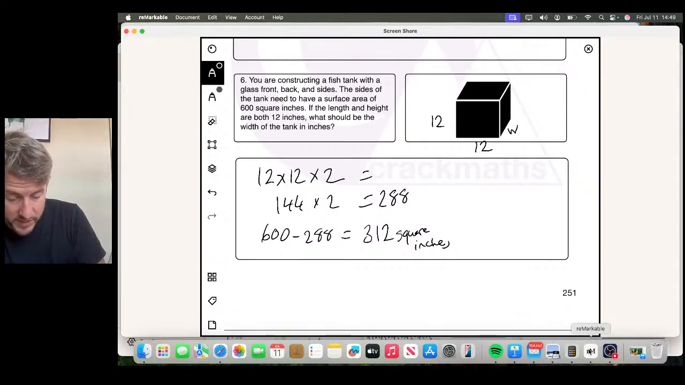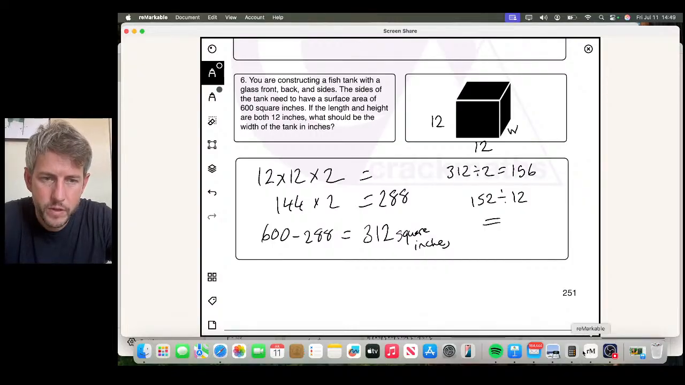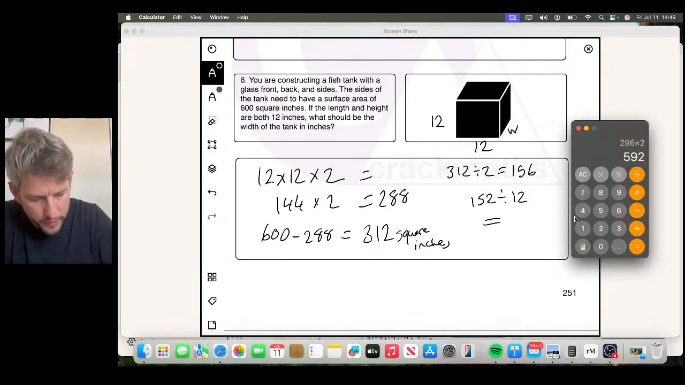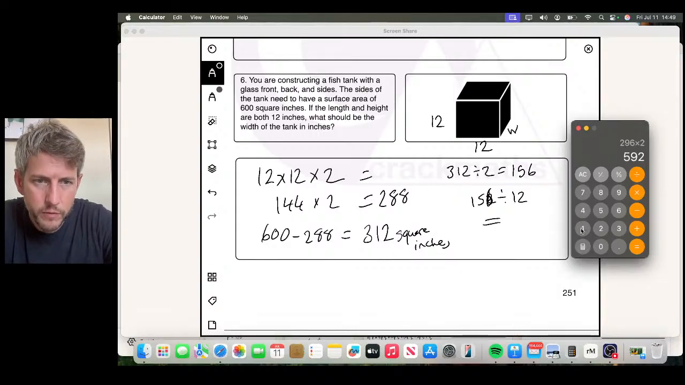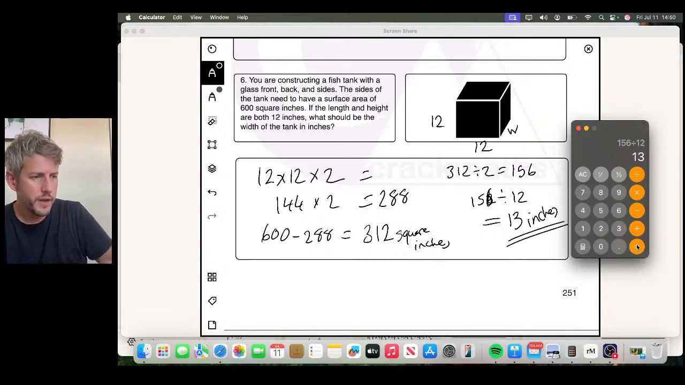So if I divide this by 2, that'll give me one side. So 312 divided by 2 is equal to 156. And then I just need to do 156 divided by 12, and that will give me what the width is. Oh, I've written 152 there. 156 divided by 12. I don't think this is, oh, it is in the 12 times table. It's 13. Equals 13. There we go. Okie dokie.